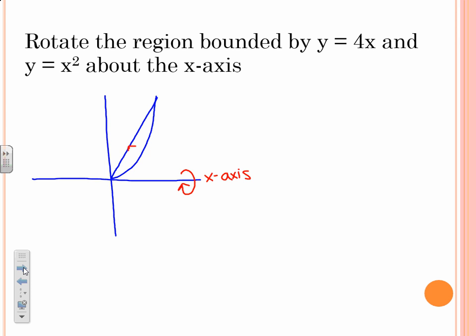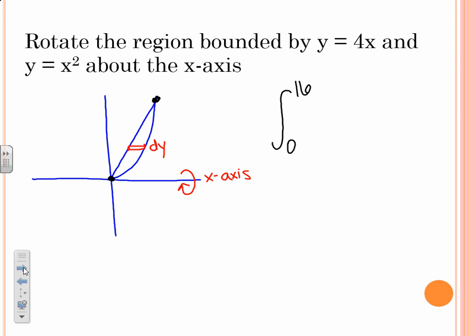So if we're going to use the shell method, we need parallel shell rectangles. So they're going to have thickness dy. What are our points of intersection in terms of y? 0, 4. And 0, 16. 0, 16? Yes? No? Maybe so? What are you supposed to do?